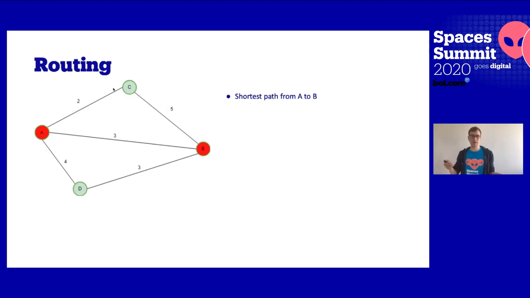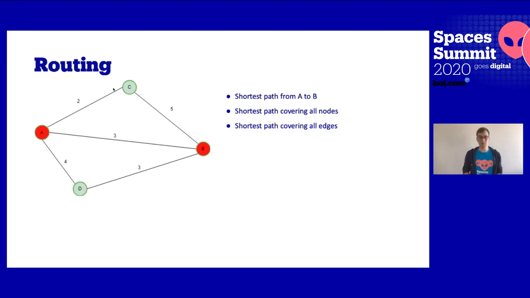So the short path from A to B, that's the way Google Maps works. But how about the short path covering all nodes? So the mailman problem, or the Chinese mailman problem, he wants to cover all the edges, which in this case is easy. You just run across all edges. But what if your structure is different so that you have to cross one edge twice? Then you need to make sure that that is the shortest edge.